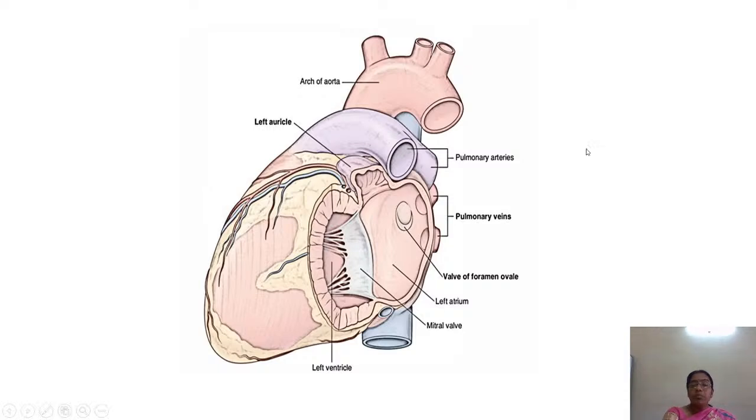One more thing, the posterior part of the left atrium receives the pulmonary veins. The four pulmonary veins open into the posterior wall of the left atrium. Yes, that is about the left atrium.